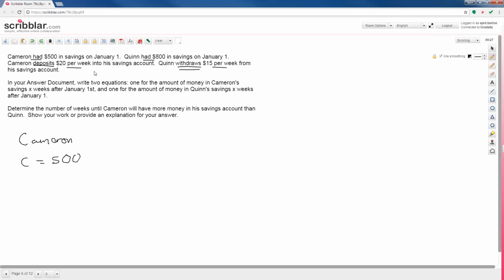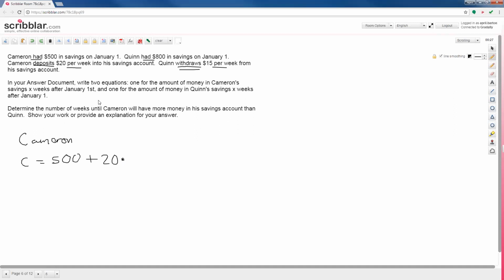So when it says deposits, what did we learn that meant as a math symbol? That means plus. Very good. So 500 plus we're adding the 20 per week. So $20. Now per, like I said, most of the time it means multiply, but it can mean divide. In this case, it's going to be multiply by the number of weeks. We don't know the number of weeks.